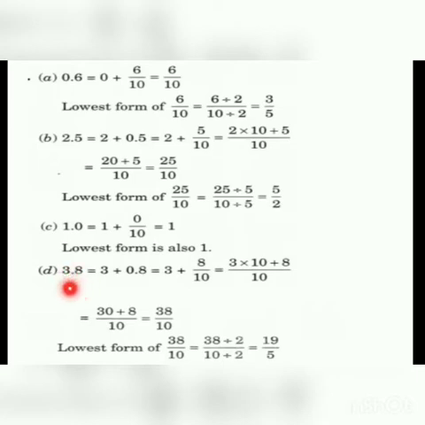Next, 3.8. So the whole number part you keep there. 0.8 means 8 by 10. Now this is a mixed fraction, converting it you will get 38 by 10. What is 38 by 10? The common factor is 2. Dividing by it, we get 19 by 5.